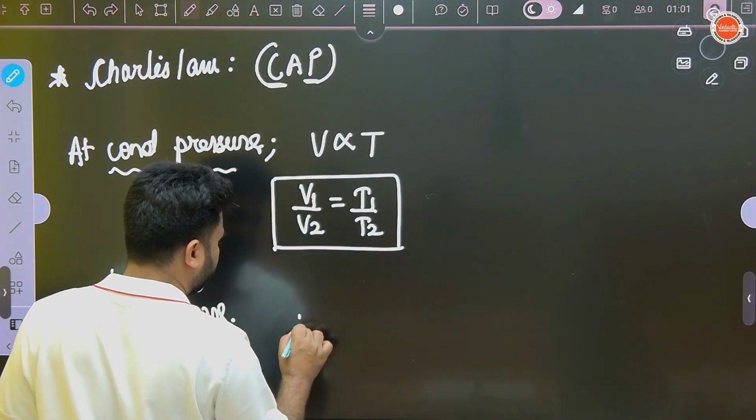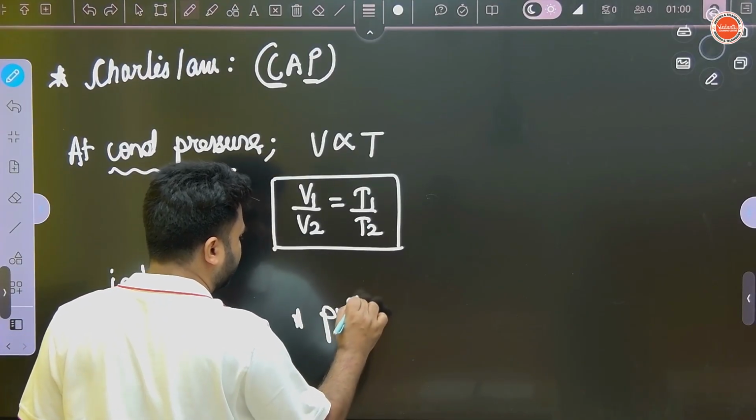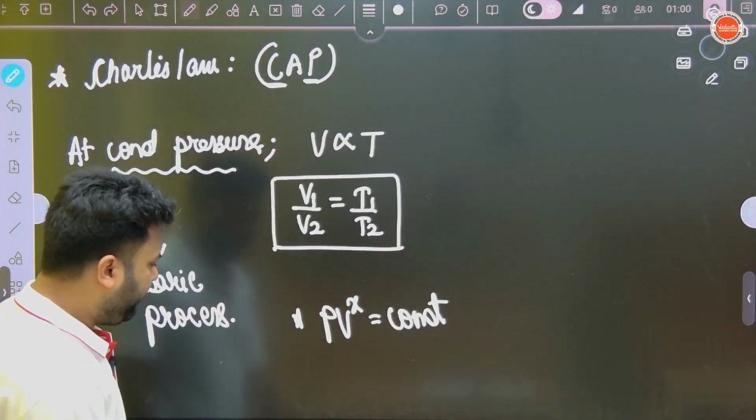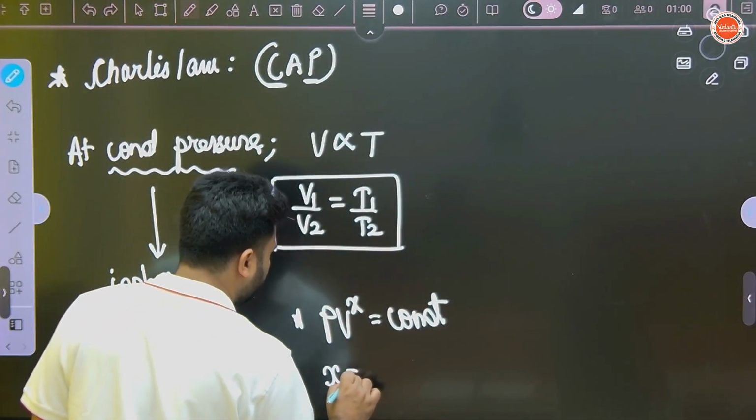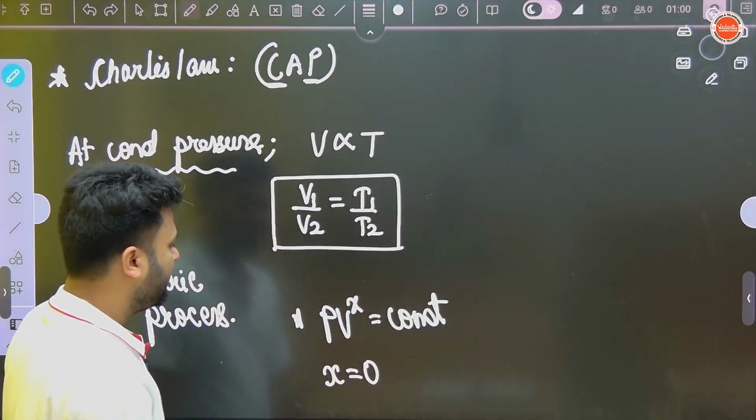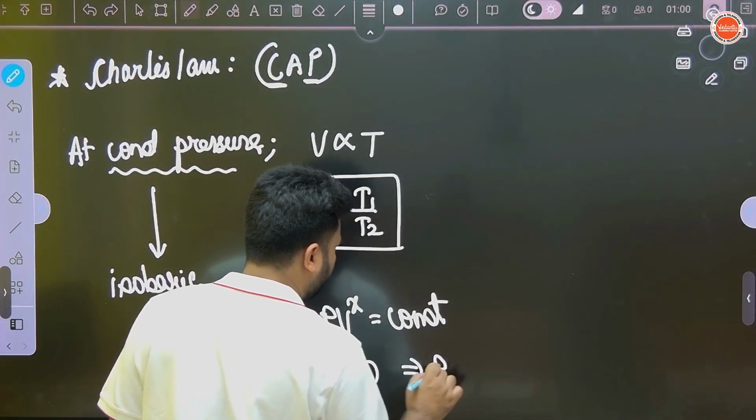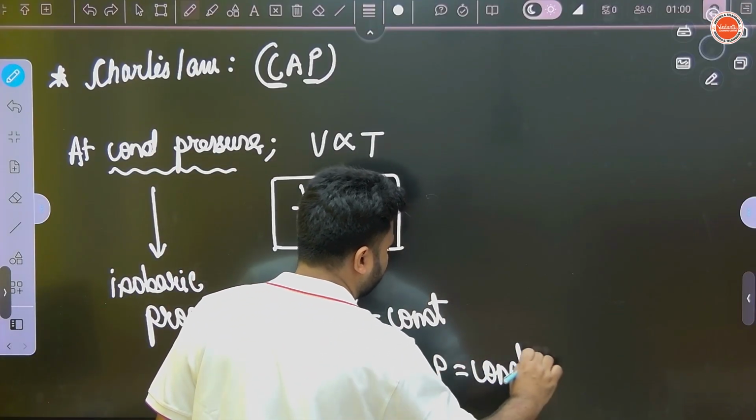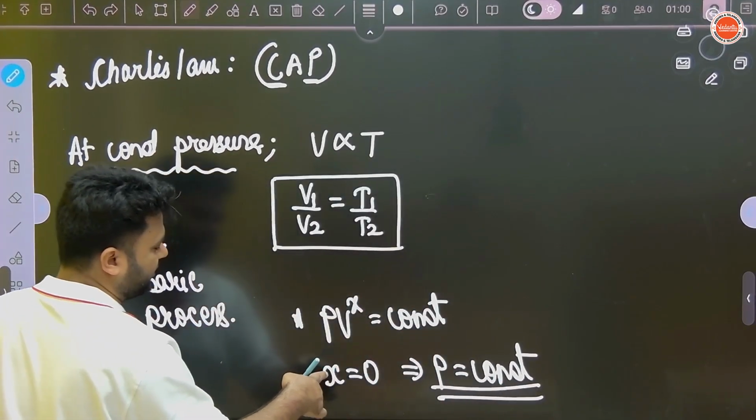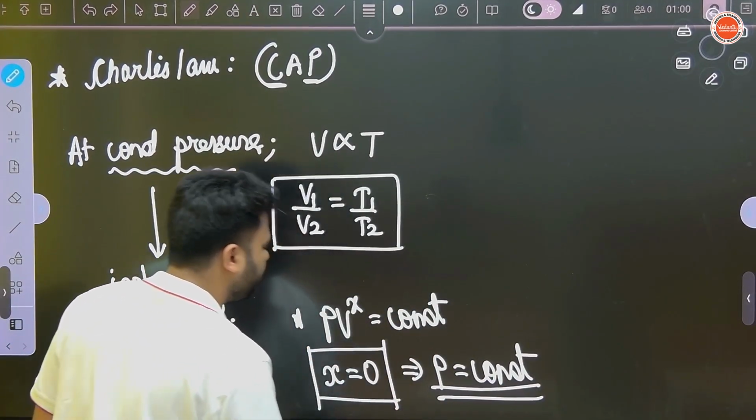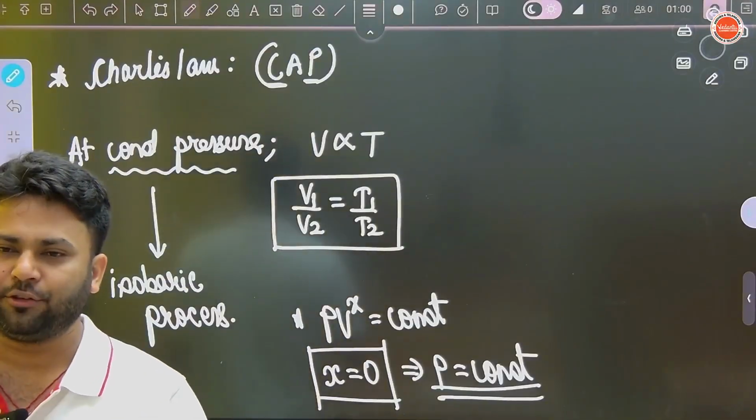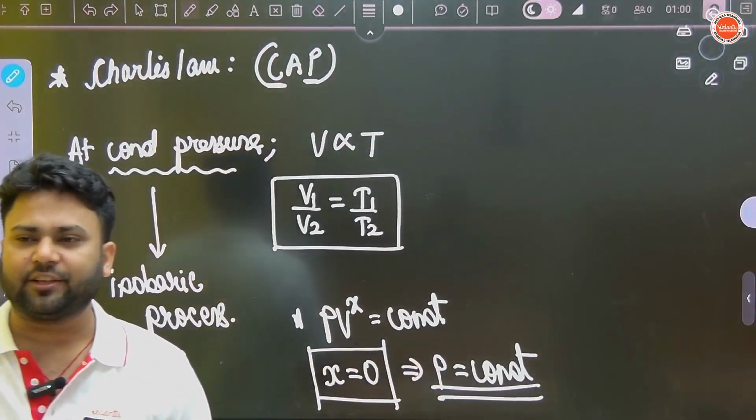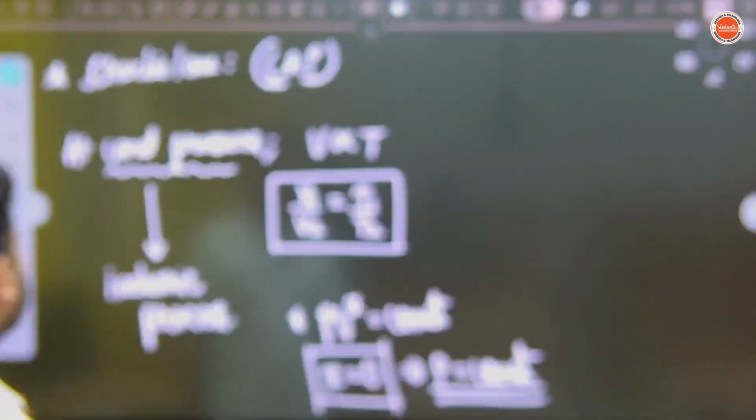You think one thing. Suppose PV to the power x equals constant. This I told, all gases follow this equation. If you put the x value as 0, what will we get? P V to the power 0, and V to the power 0 means 1. So pressure equals constant, which means an isobaric process. So in an isobaric process, the index value has to be 0. Remember, isothermal process index value is 1, isobaric process index value is 0. These things you should remember.